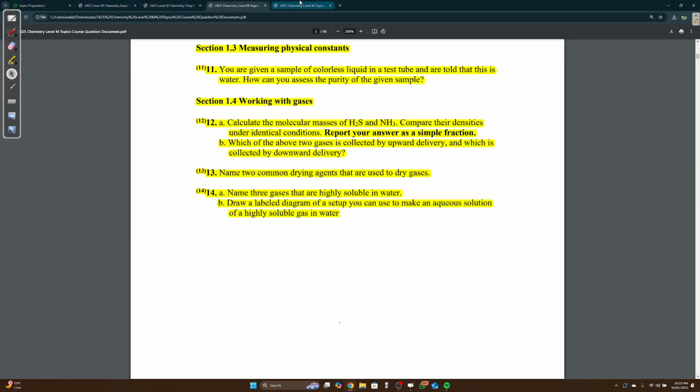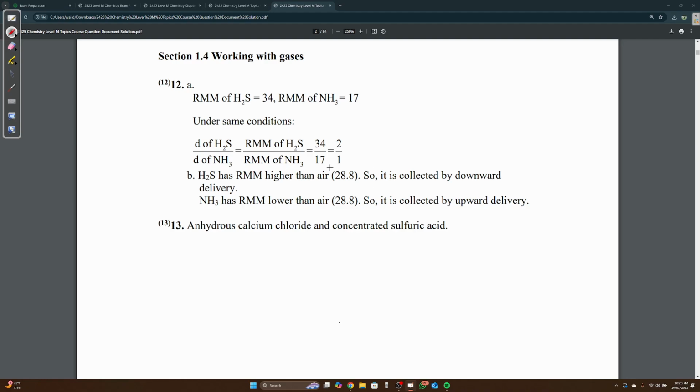So if you ever get this question in the exam, and we haven't been asked it yet in any of our CAs, but if you get something to do with denser than air, downward delivery, upward delivery, check compared to 29. H2S is 34, it's greater than 29, so it's denser, so it's going to sink, so downward delivery. NH3 we said is 17, so 17 is less than 29, so it's less dense than air, so it's going to float. So it's going to be upward delivery. Perfect.